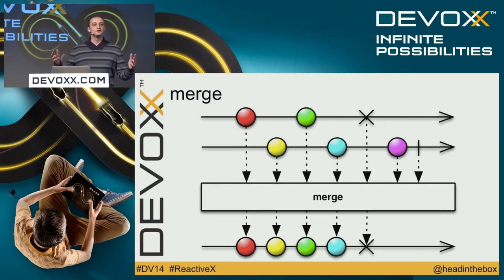Then how do we compose two observables together? Well, an example of that would be the operator merge, which takes two observables as input and then basically emits all the items that get emitted by both of the input observables.